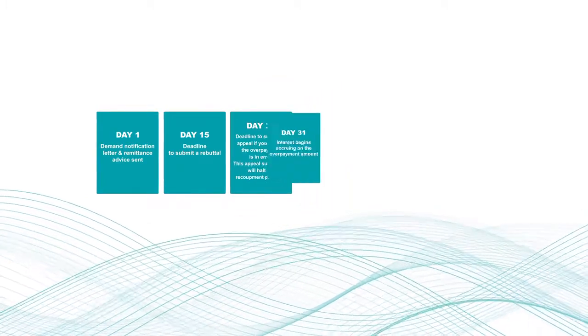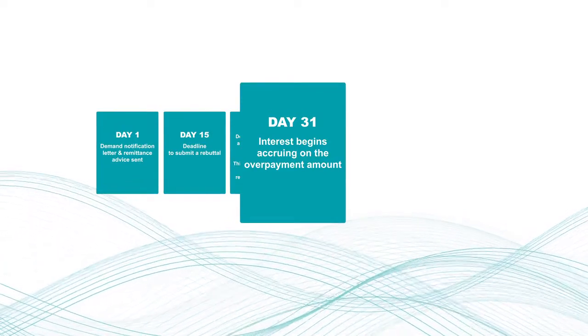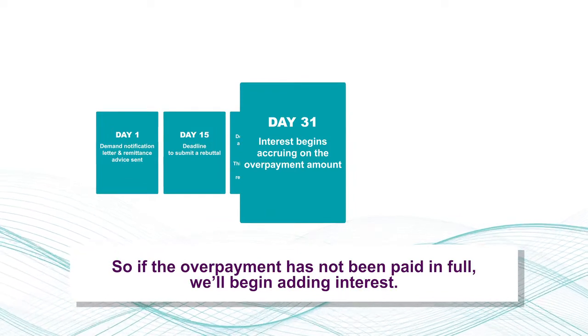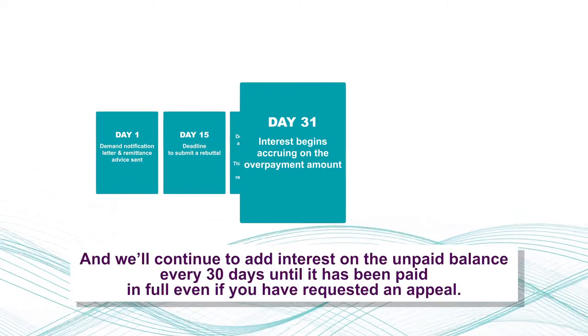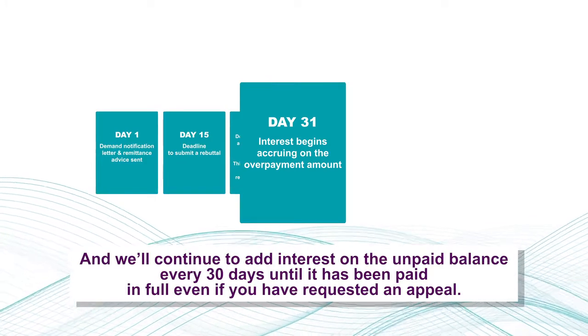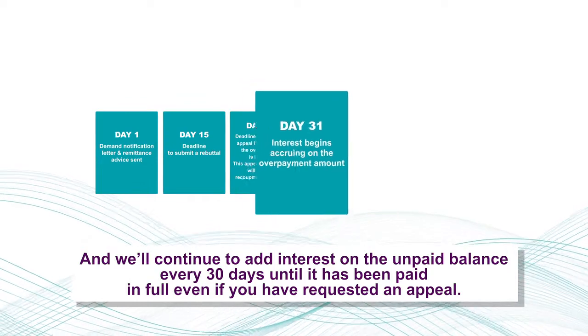On the 31st day, interest begins accruing on overpayments. So if the overpayment has not been paid in full, we'll begin adding interest. And we'll continue to add interest on the unpaid balance every 30 days until it has been paid in full, even if you have requested an appeal.